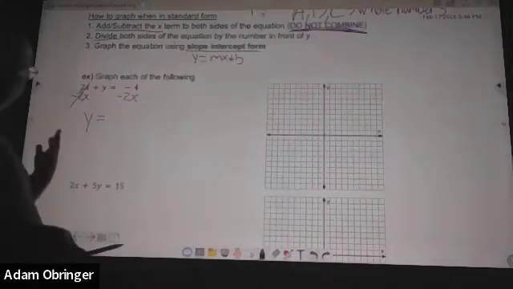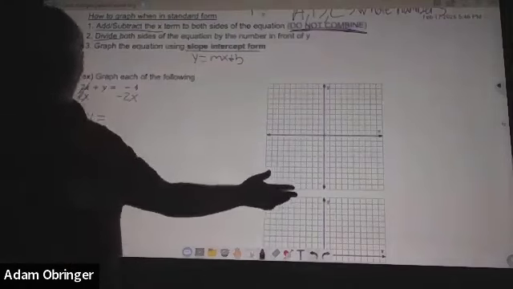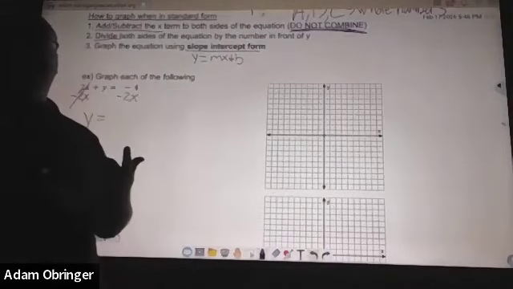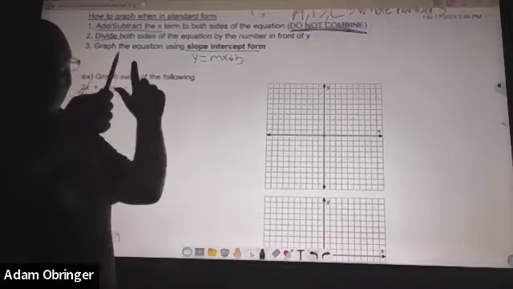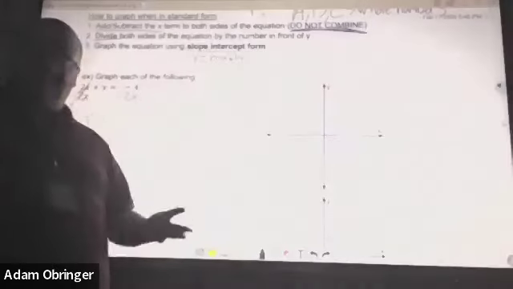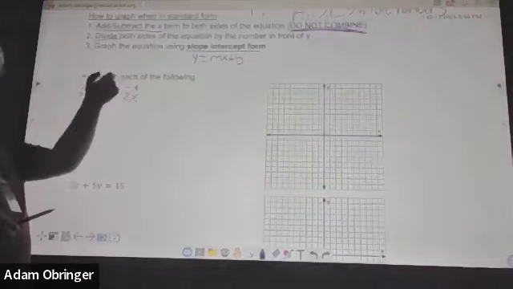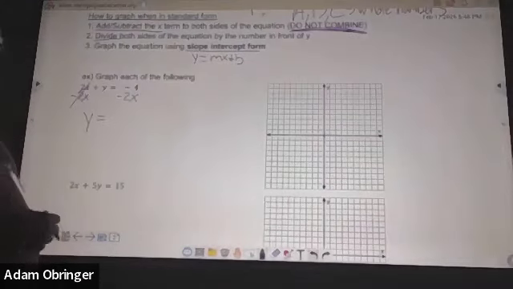I like to think about it like puppies and kittens. If I have a puppy and a puppy, I've got 2 puppies. A kitten and a kitten, I've got 2 kittens. If I have a puppy and a kitten, I don't have a better way of saying that, I just got a puppy and a kitten. I've got an x term and a number, so I'm just going to write them both down.